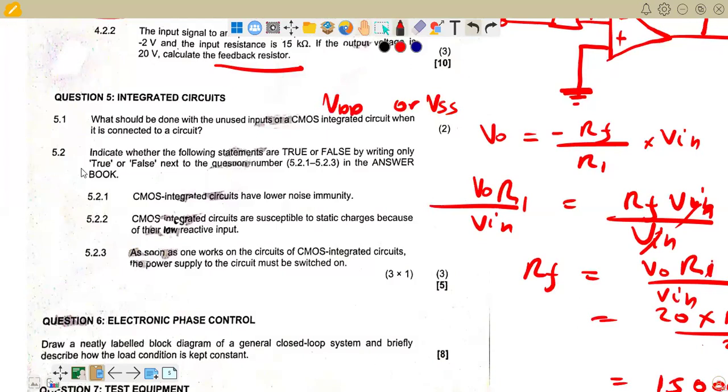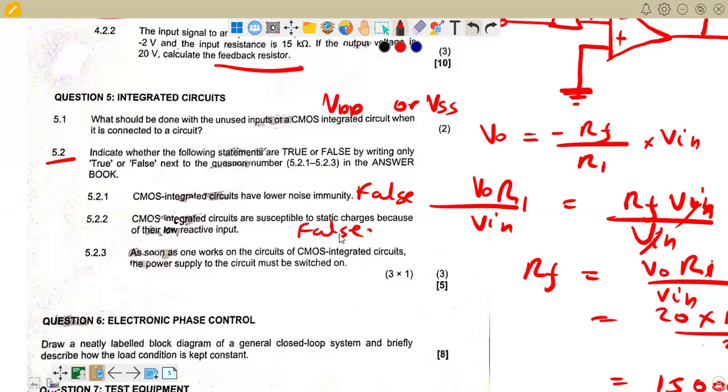Let's go to 5.2. Indicate whether the following statements are true or false by writing only true or false next to the question answer. CMOS integrated circuits have lower noise input. That's false. They actually have high noise input. CMOS integrated circuits are susceptible to static charges because of the low reactive input. That's actually false again. They can be damaged if subjected to high electrical fields, actually.